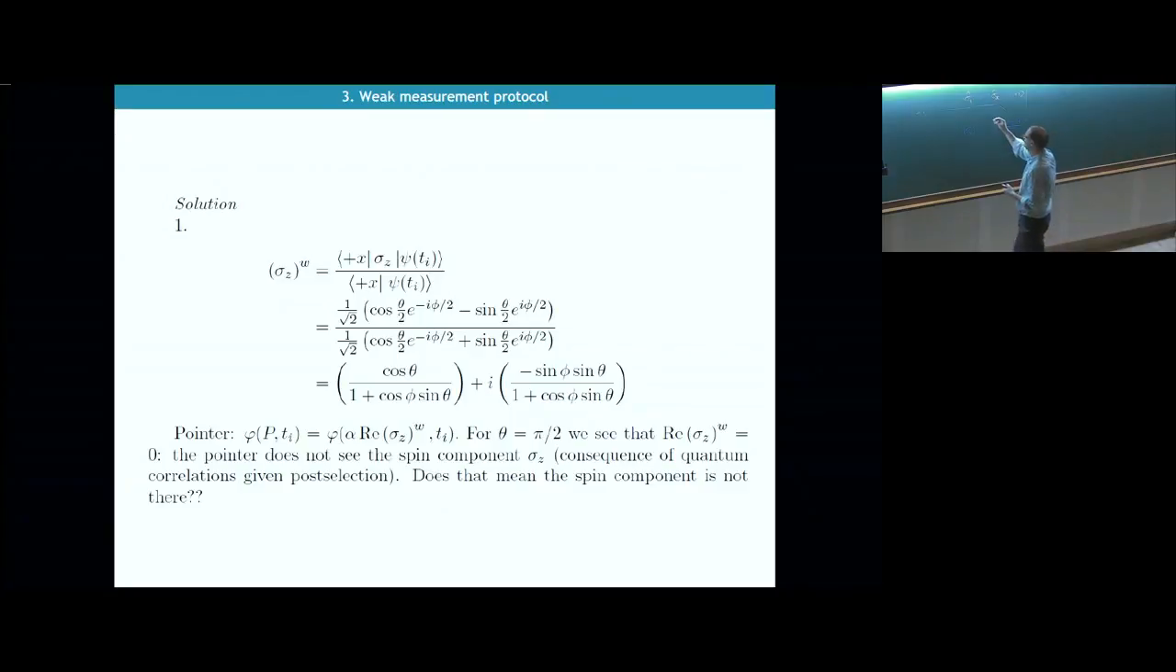So you have your pointer here. This is the original, let's say, initial state. Usually there will be some change ruled by the real part of the weak value. But for theta equals pi over 2, there will be a null. You will obtain a vanishing weak value. The result will be 0.